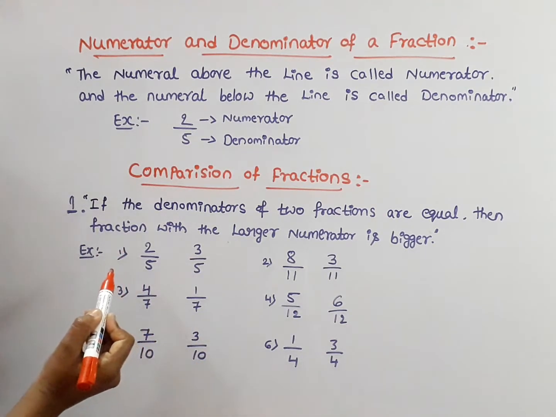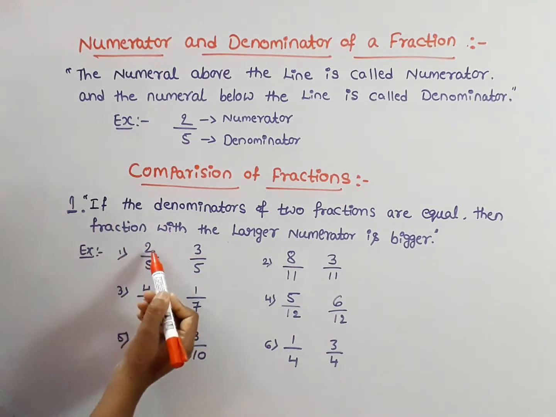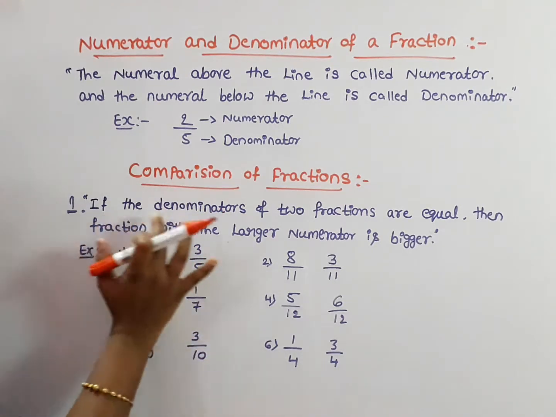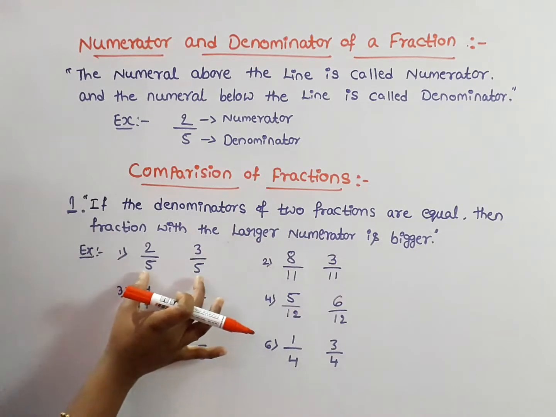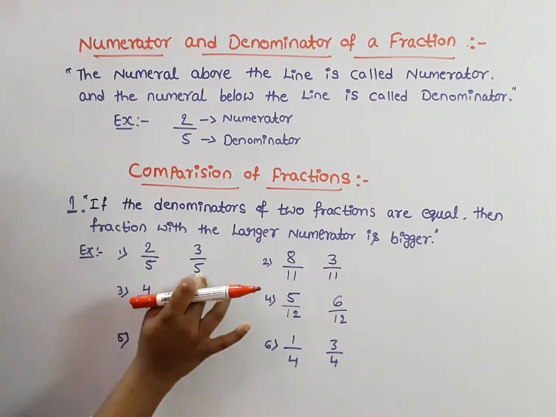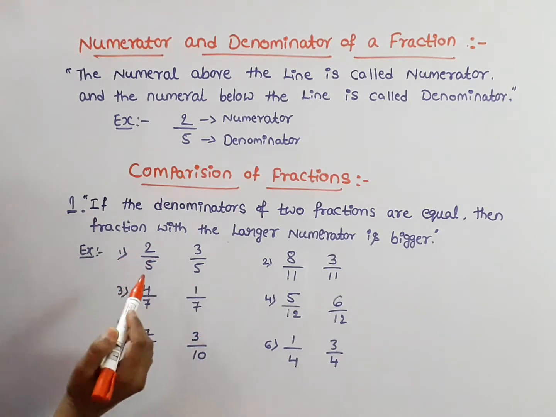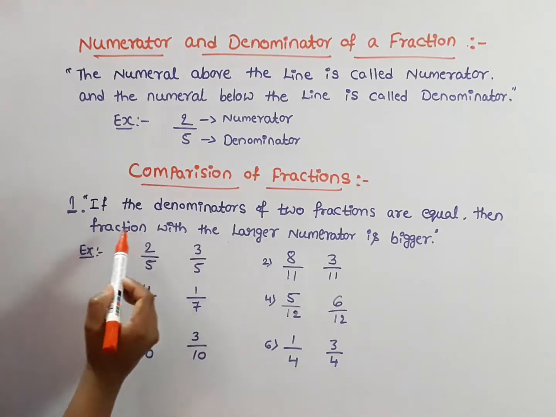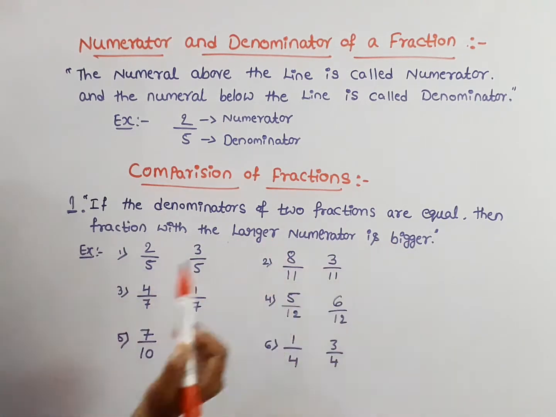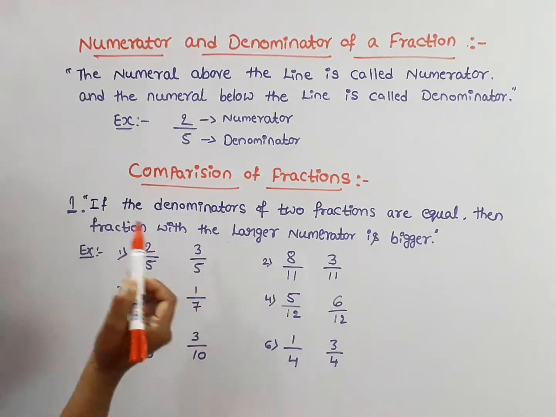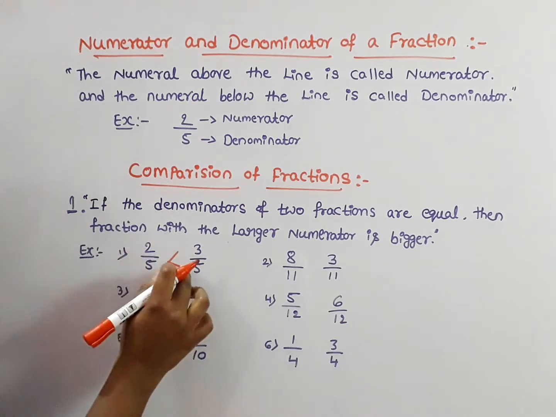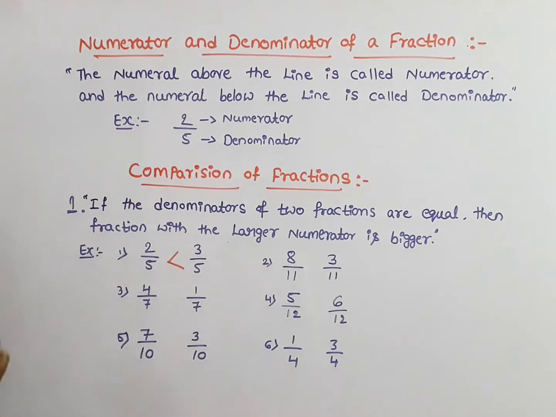Consider the first example. Compare 2 by 5 and 3 by 5. According to the definition, denominators of two fractions are equal. Here also 5, here also 5, denominators are equal. Then compare the numerator. The fraction with the larger numerator is a bigger fraction. So here 2 is bigger or 3 is bigger? Of course 3 is bigger than 2. So 3 by 5 is a bigger fraction.